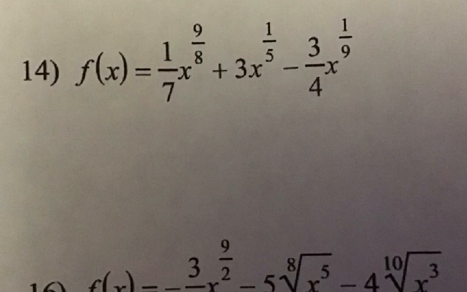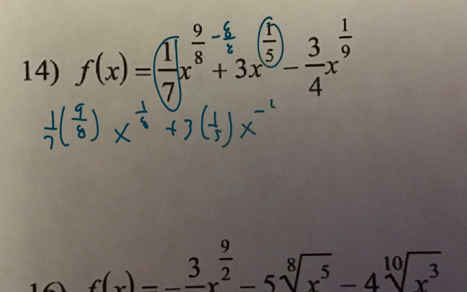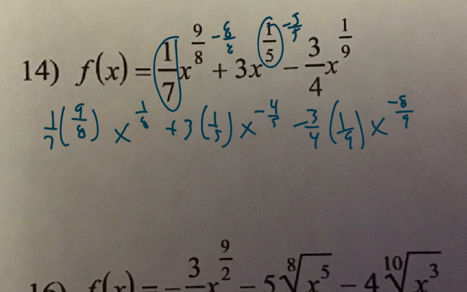All right, 14. All of them look good. So the 1/7 stays. We bring down the 9/8. x to the 1/8, because we're going to minus 8 over 8. Plus 3, we're going to bring down this 1/5. x to the negative 4/5, because we're going to minus 5 over 5. Minus 3/4. The 1/9 comes down. x to the negative 8/9, because we're going to minus 9 over 9.